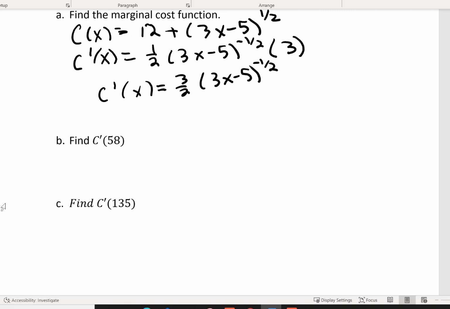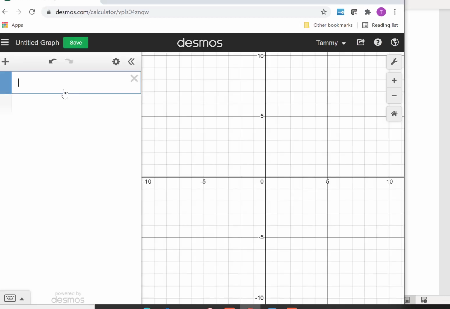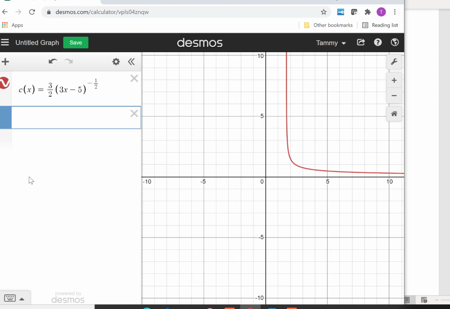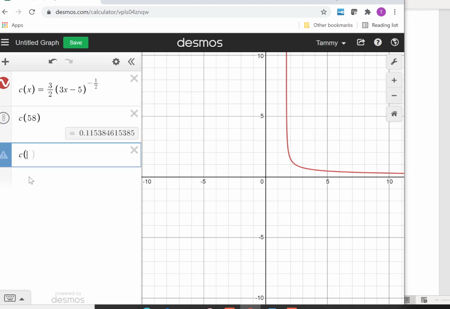But the easiest way to do that would be to put it in our calculator. So I'm going to pull up Desmos, and I'm going to put the derivative in Desmos. I'm still going to call it c of x, but I'll use lowercase c maybe so that we don't get confused between the two. And I'm putting in 3/2, 3x minus 5 to the negative 1/2. I want Desmos to evaluate c of 58 and also c of 135. c of 58 says 0.11538, and then c of 135 says 0.075.